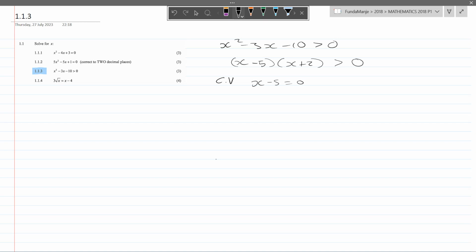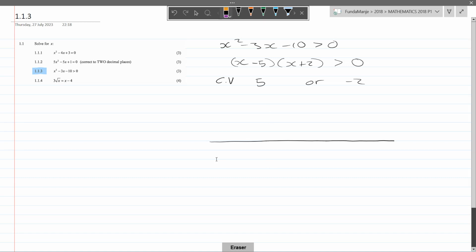So x minus 5 is equal to 0, or x, well, let's not do this because then we're going to have equal to. So rather, just know that in here your critical value is 5, or your critical value is minus 2. And then what you're going to do is draw your x-axis. You can also put on your y-axis if you want, but it's not that necessary in these type of questions. And then you indicate minus 2 and you indicate 5, and then you basically draw a parabola.